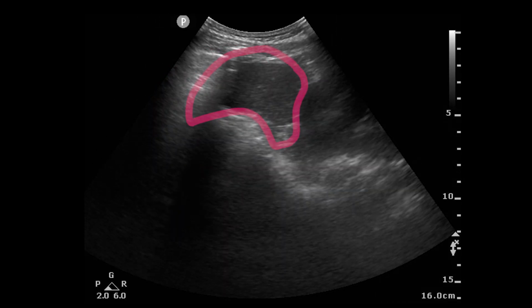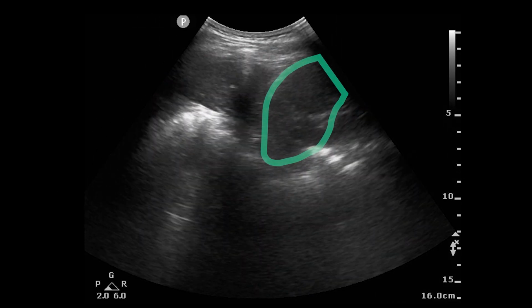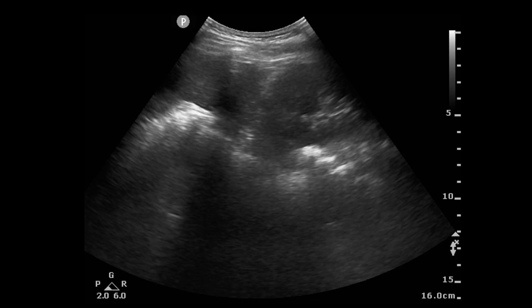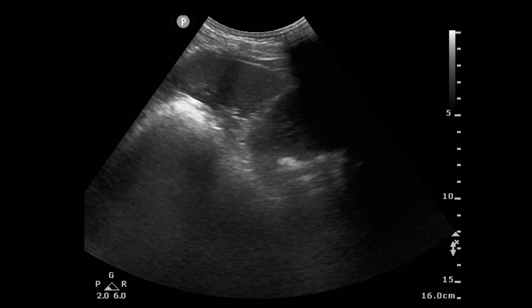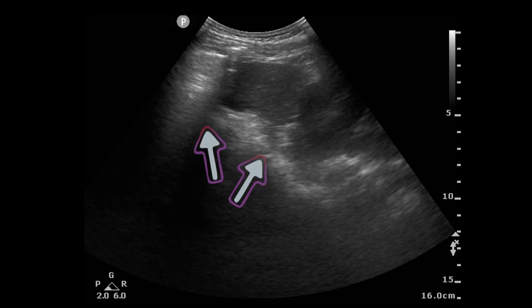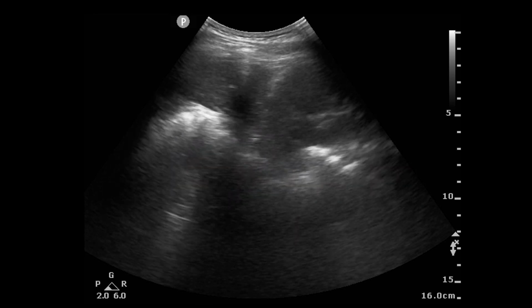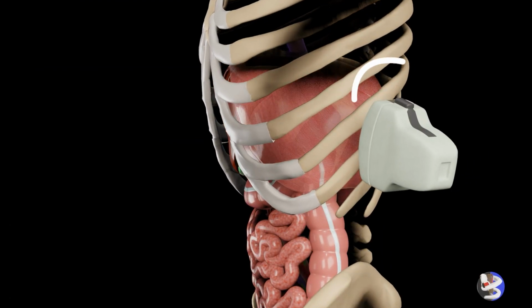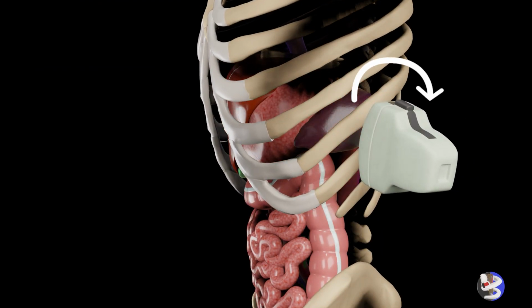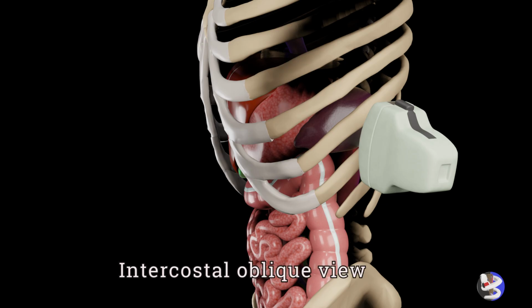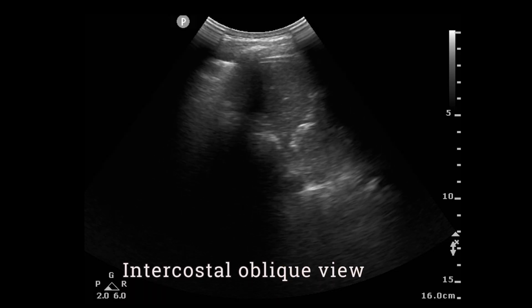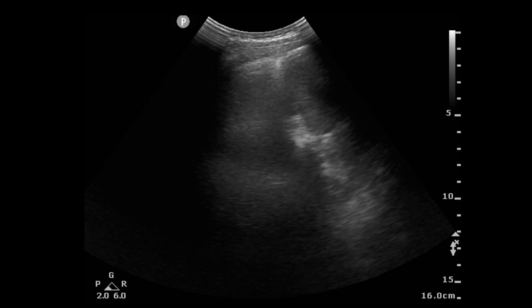Notice the echogenicity of the spleen and that of the left kidney. By moving the probe caudally, we can appreciate the inferior pole of the left kidney and paracolic gutter. Free fluid collects around the spleen and not necessarily between the spleen and the kidney. If rib shadows are prominent, the probe can be slightly rotated clockwise with the probe marker pointed towards the posterior axilla in what is known as the intercostal oblique view.